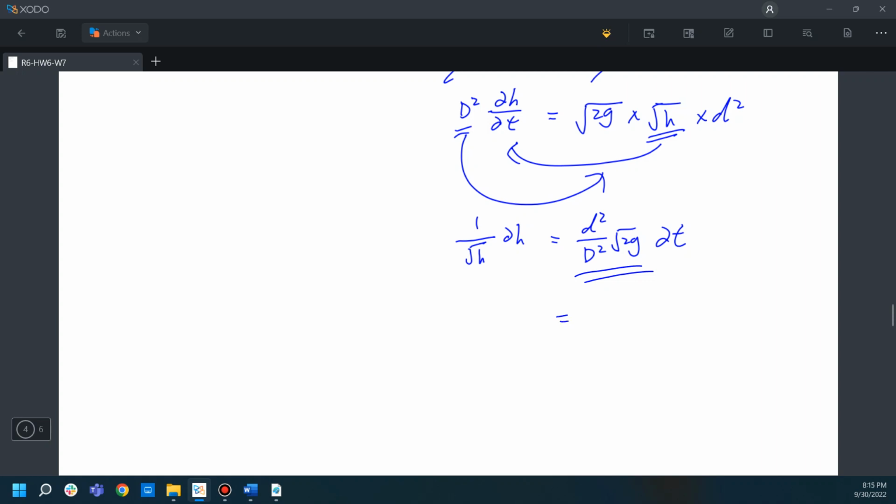So the right hand side is relatively easy. You just get d² divided by D² times 2g t, from t2 minus t1. Okay, you just take an integral. For the right hand side, that's right here.